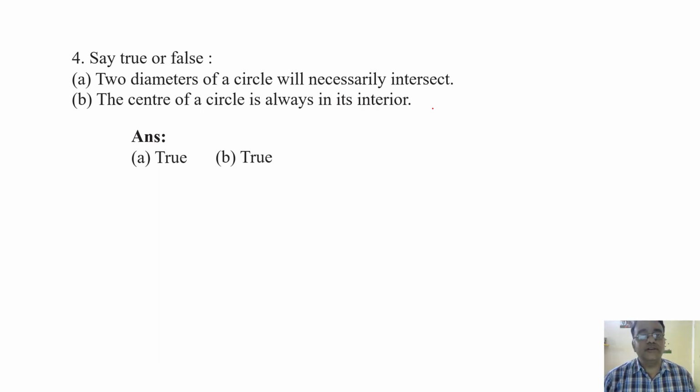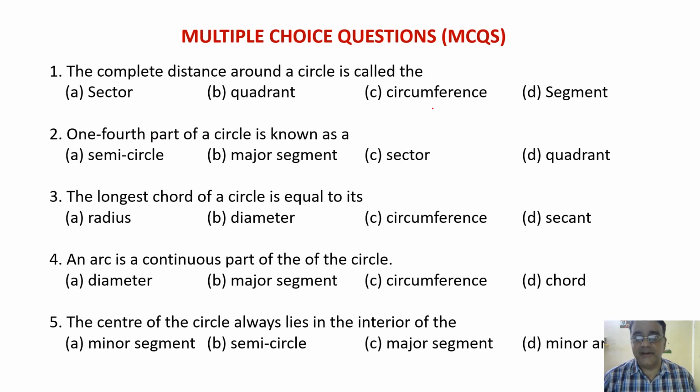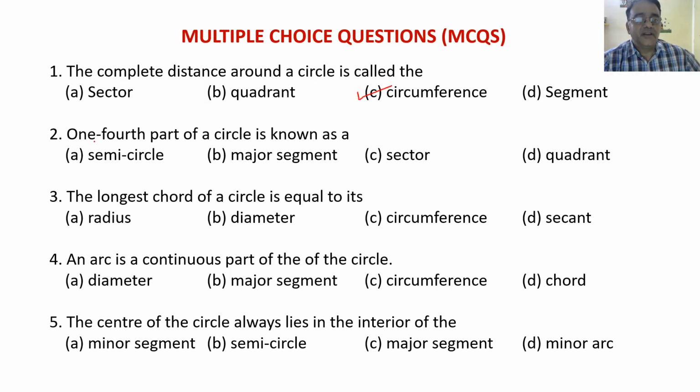Now we are moving towards some objective type questions, multiple choice questions. Let us start with the first one. The complete distance around a circle is called sector, quadrant, circumference, segment. Circumference. One-fourth part of a circle is known as semicircle, major segment, sector, quadrant. Answer is quadrant, right? The longest chord of a circle is equal to its radius, diameter, circumference, second. Diameter, right?